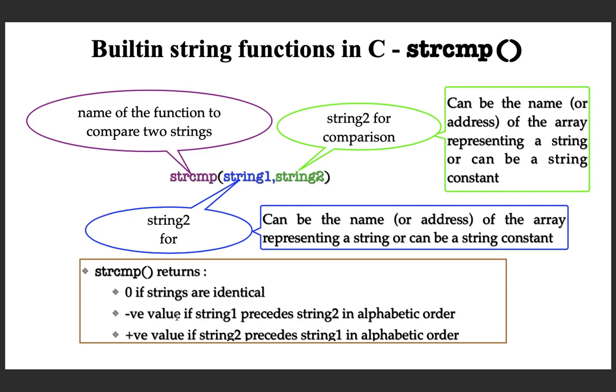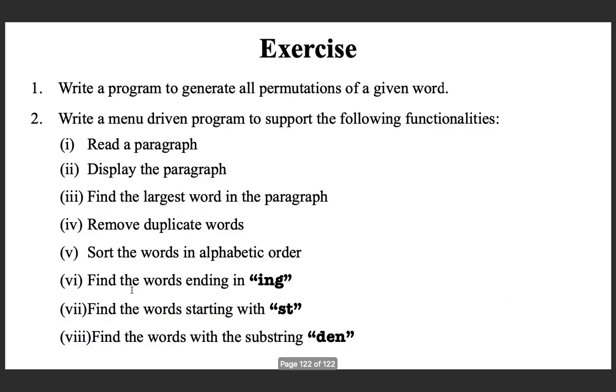And this is the semantics. It returns 0 if both the strings are identical. Identical means same character at the concerned position. And it returns negative if string 1 precedes string 2 in alphabetic order. Otherwise, it returns a positive value. Just try to remember this and use it for your processing. And with this, we are coming to the last slide of this lecture, where I am giving you a number of exercise problems for you to practice and understand how built-in string processing functions are working in the C language.